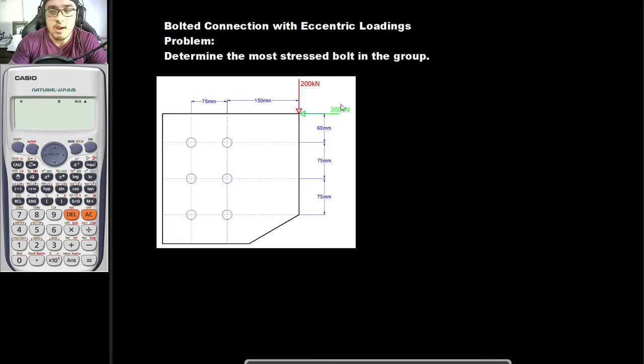By visual inspection, we can say that this loading system is eccentric since both of these loads are not acting along this centroid right here.